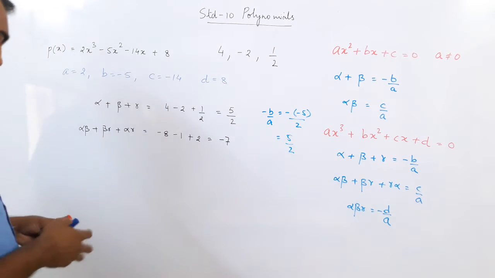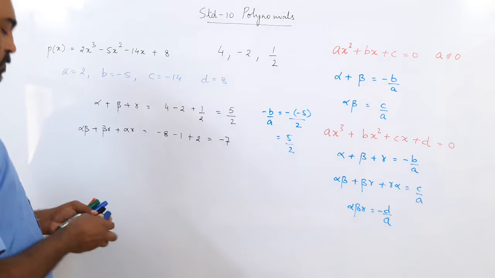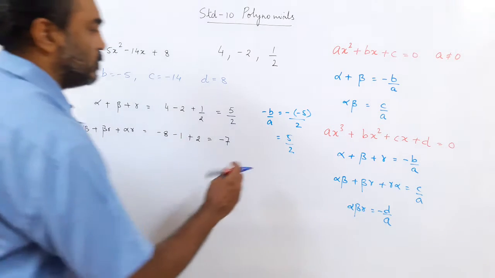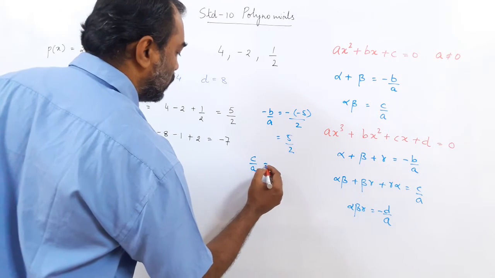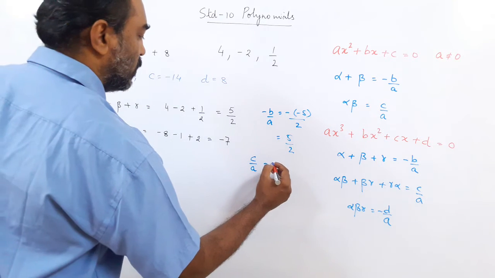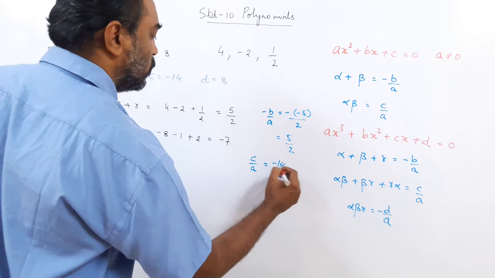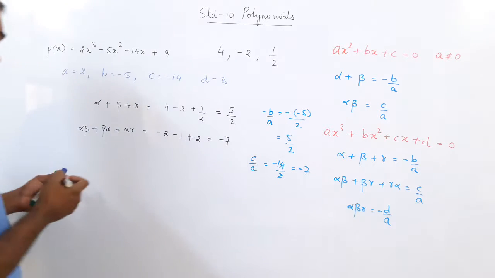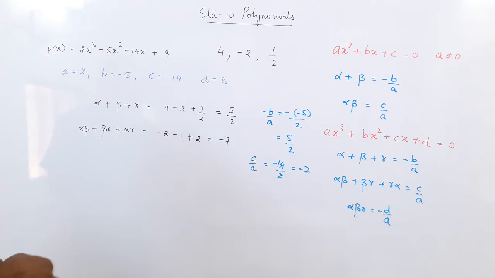Now let us check c upon a. What is c upon a? C upon a, what is c? Minus 14. So minus 14 upon 2 gives us minus 7. Right?